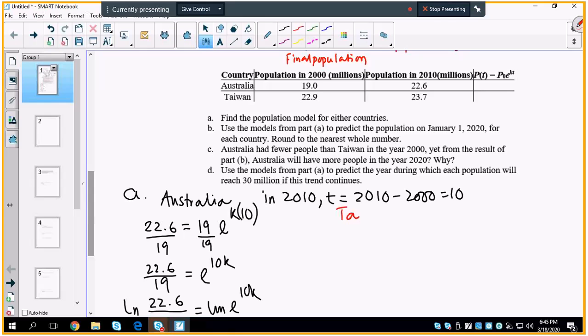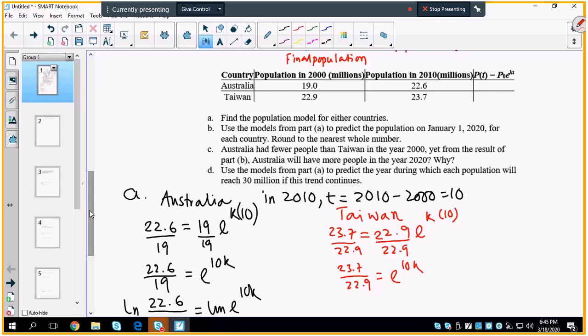t does not change. So when I'm working with Taiwan, t is still 10 because we are talking about 2010. The final population is, I'm sorry, 23.7 for Taiwan. The initial population is also different, it's 22.9, and it is going to be e to the power kt. I do not know k, t I know, it's 10. Repeat the same process: you divide both sides by 22.9. So you get 23.7 over 22.9 equal to e to the power 10k.